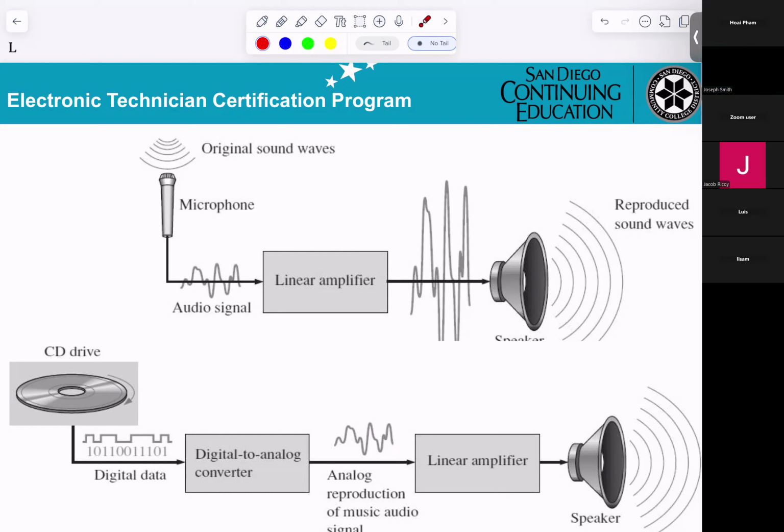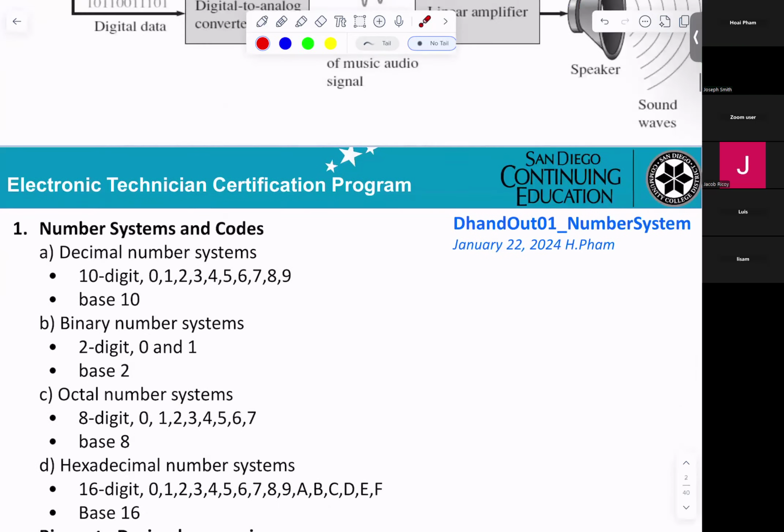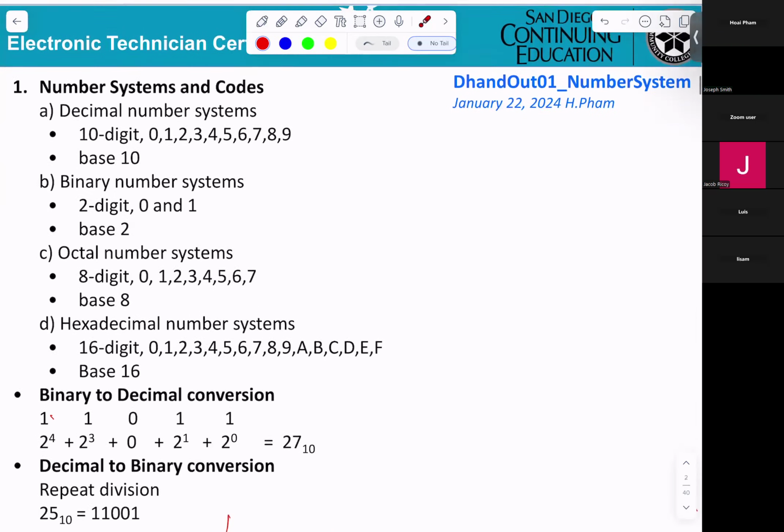And anything else, a signal coming out from a CD or any other device, normally comes out as a binary number. That means either 0 or 1. Then it has to be converted back to analog, through the device, the digital to analog converter. Okay, and same thing, they have to amplify before they go to the speaker.